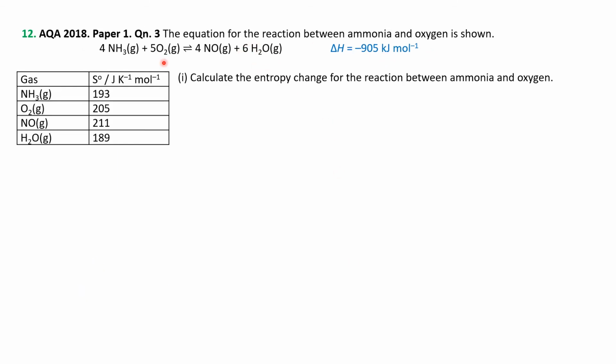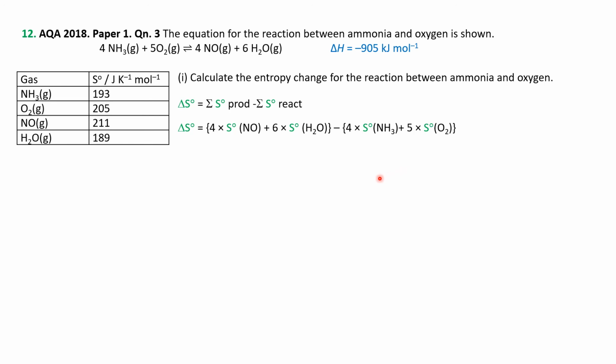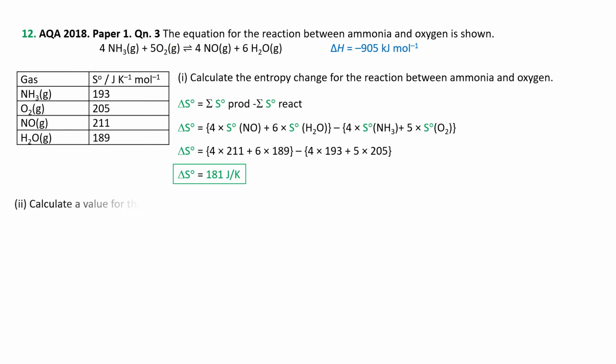The equation for the reaction between ammonia and oxygen is shown. Nice one. Look at all those coefficients. We're told delta H, and here we are with all the entropies. So the first thing, calculate the entropy change. So same thing we've done many times before. Do not forget all of those coefficients. So 4 NOs, 6 H2Os, 4 NH3s, and 5 O2s. Pop in the numbers, and we get 181 joules per Kelvin. Does it make sense? It's positive. We're going from 9 gases to 10 gases, so an increase in gas. So I'm quite happy with a positive delta S.